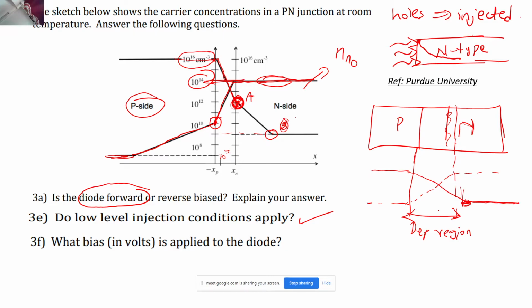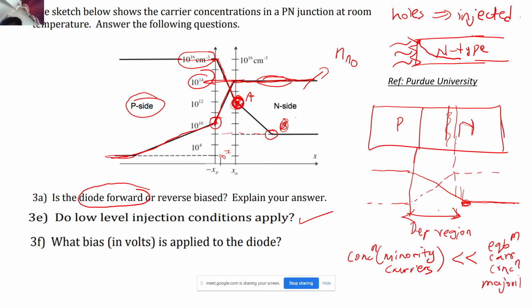Now what is the low level injection? That is, the concentration of your minority carriers, correct? It should be much less than the equilibrium majority carrier concentration. Of what? Majority carriers, correct?